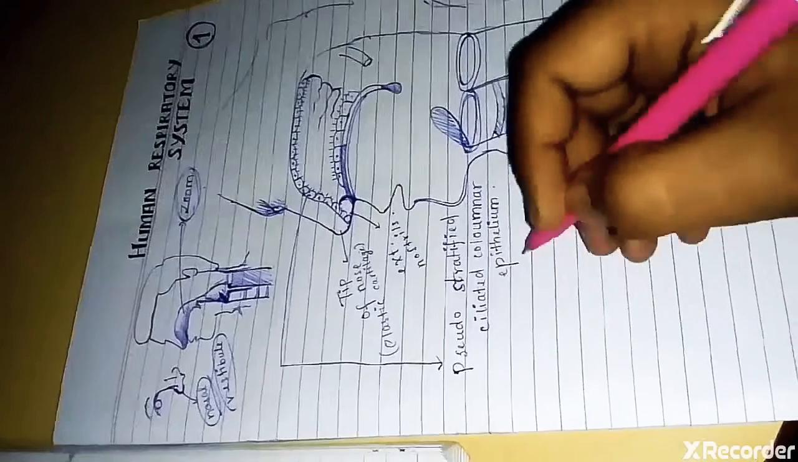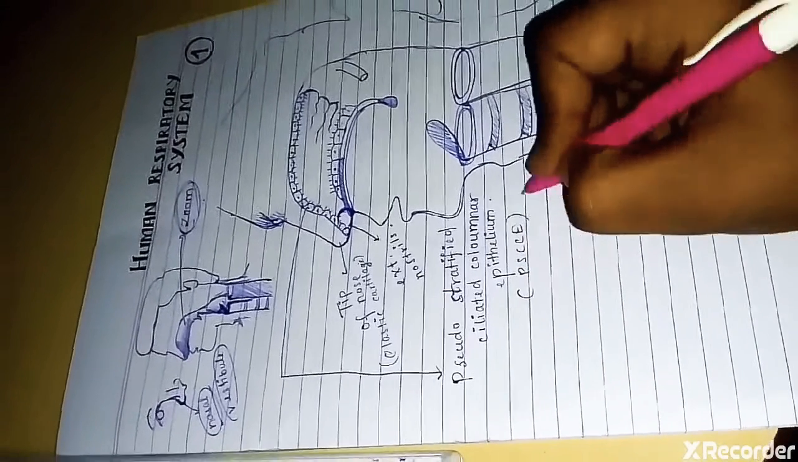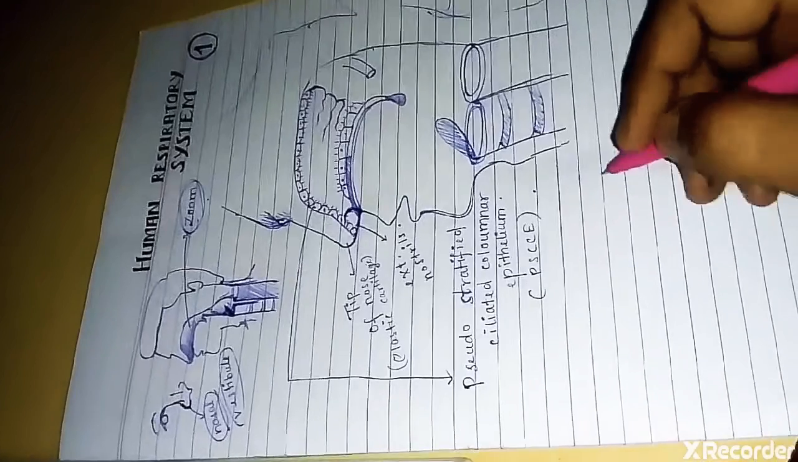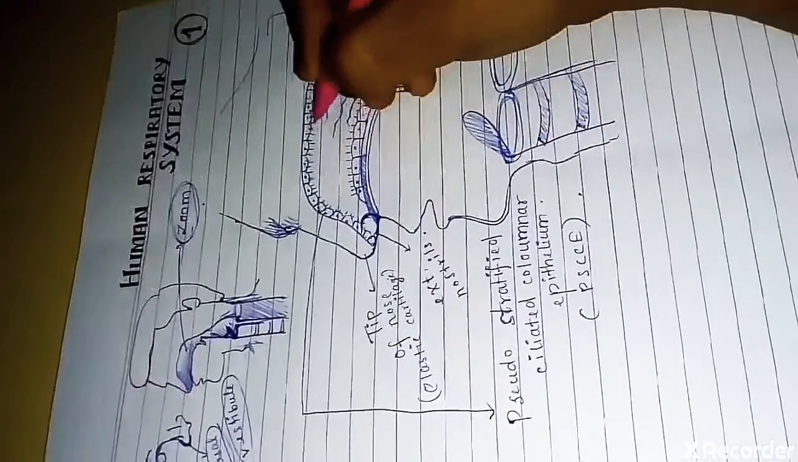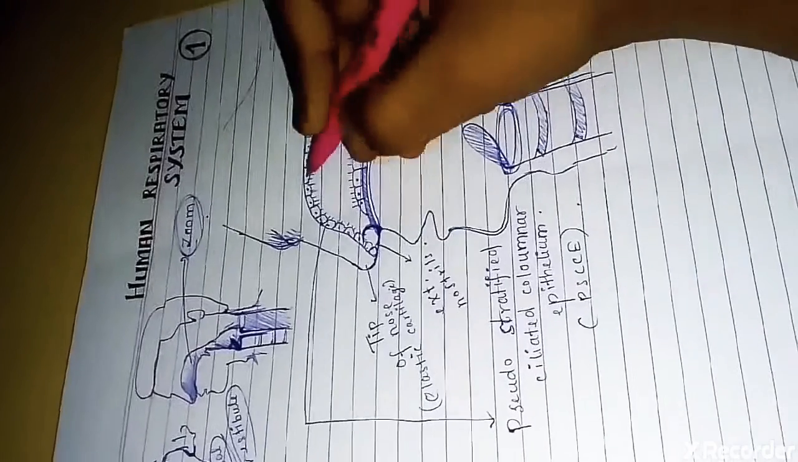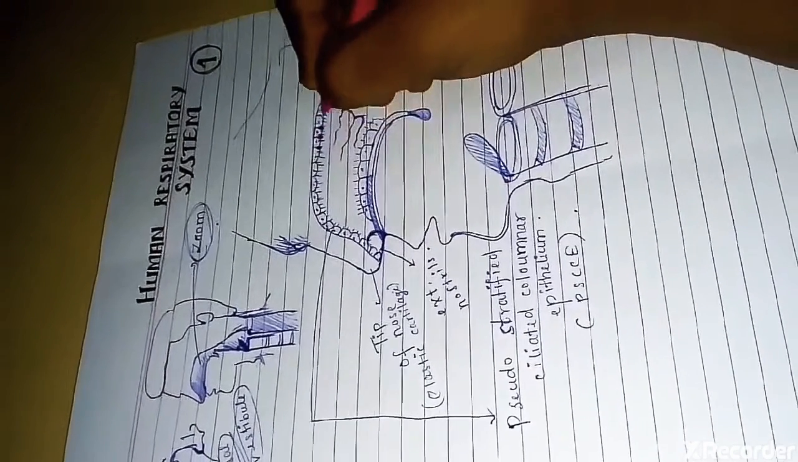It is also known as the PSCCE epithelium. These hair-like structures are known as cilia, and they regulate the passage of air in one-way direction, that is inside the respiratory pathway.